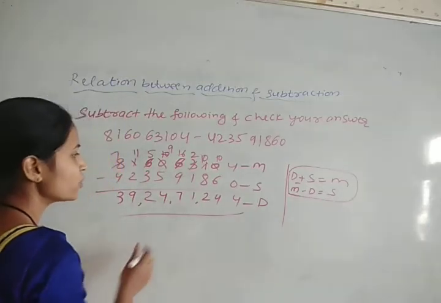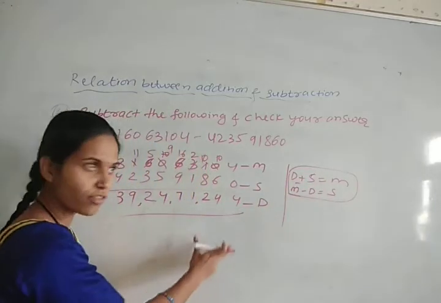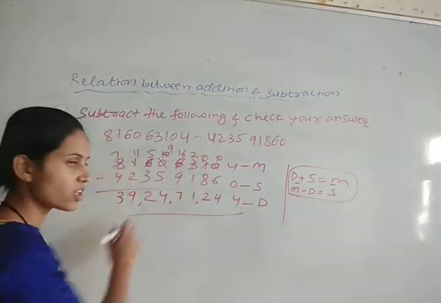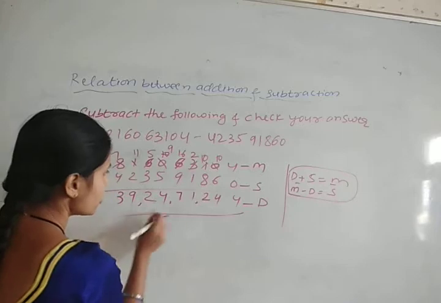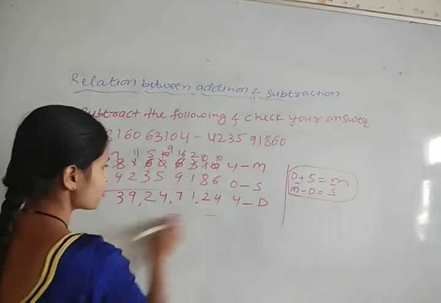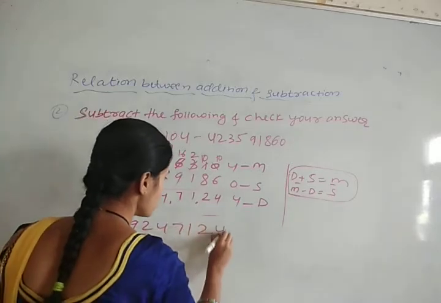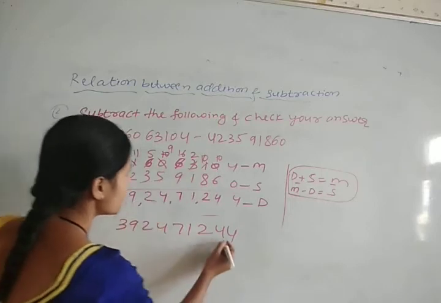For that, what will I do? I will add the value of the subtrahend to the value of the difference. Then I should get the value of the minuend. Only then is the result we have got considered correct. Now let us add. Here we have the difference, so I will write 392471244. To this I will add the value of the subtrahend.